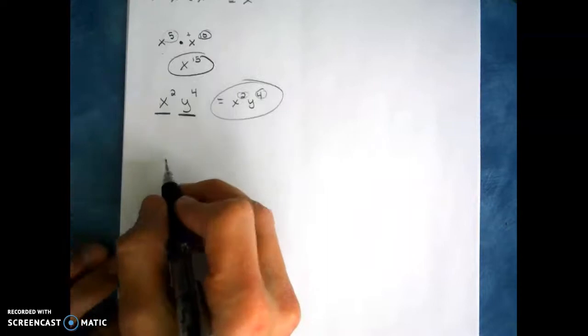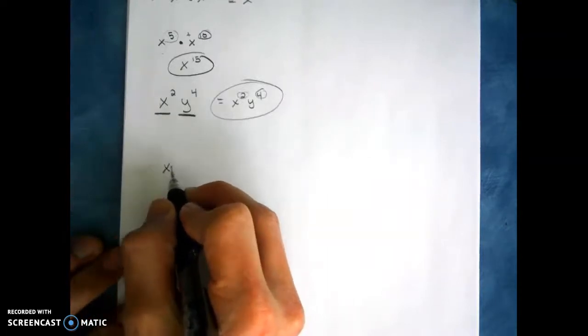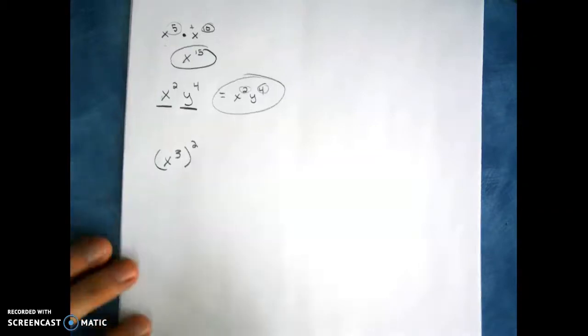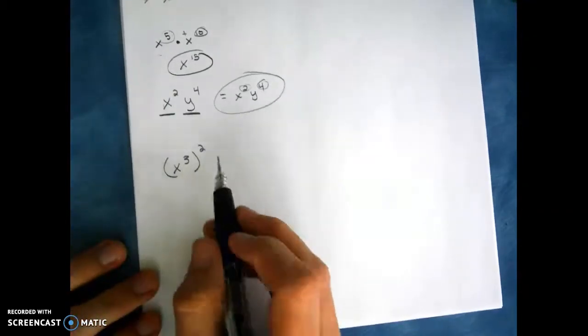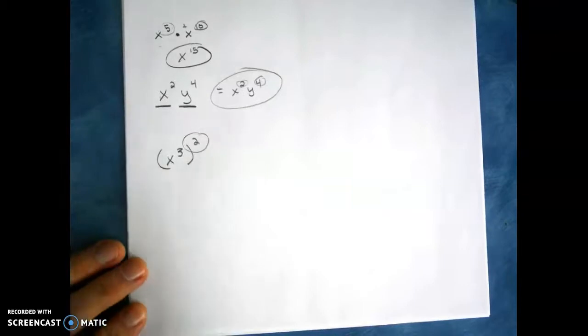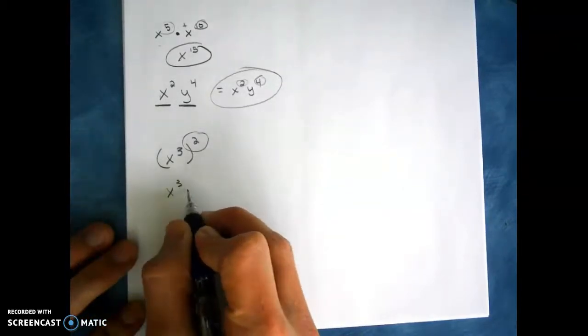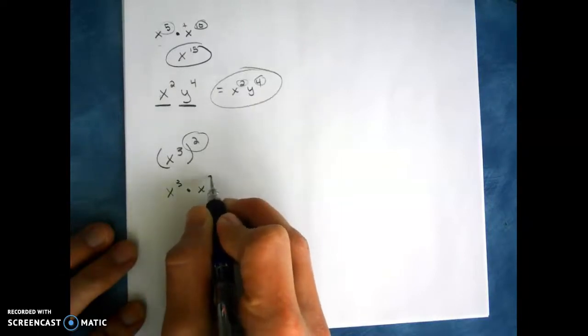Okay, so now let's talk about x to the third to the second. Okay, so now we have an exponent in a parentheses with another exponent. Well, how do we do something like this? Well, let's write it in a way that can kind of simplify it here. So x to the third squared, well, this just means I have two of them. So I'm going to rewrite it as x to the third times x to the third.